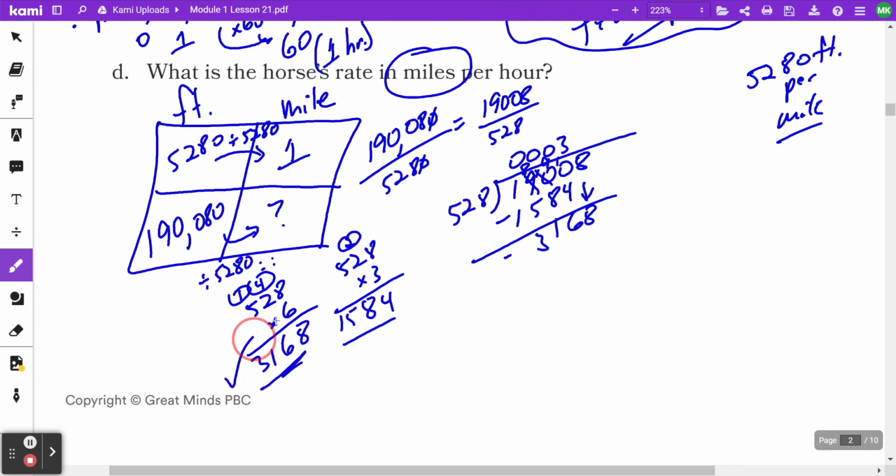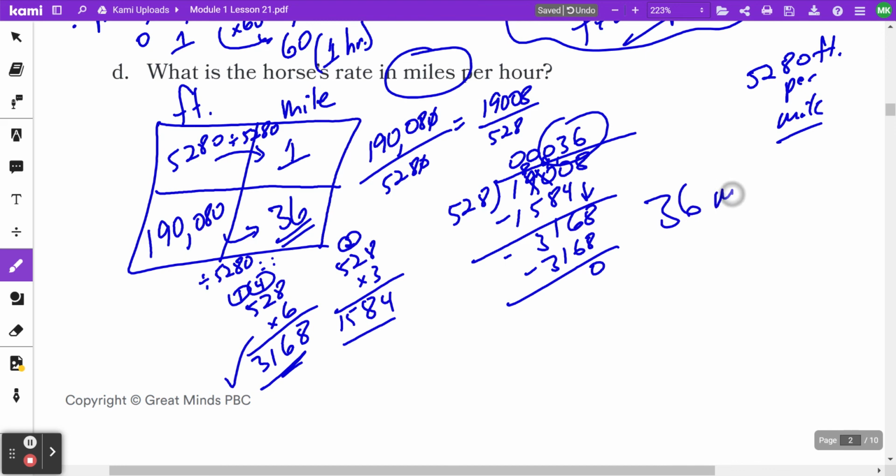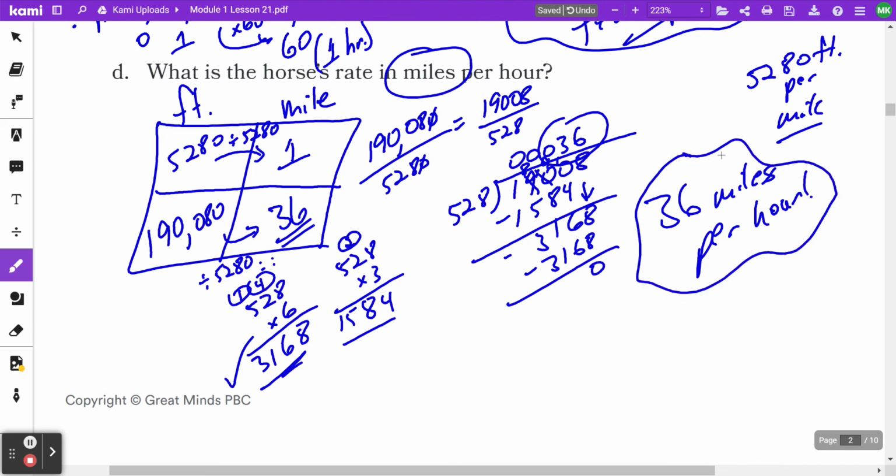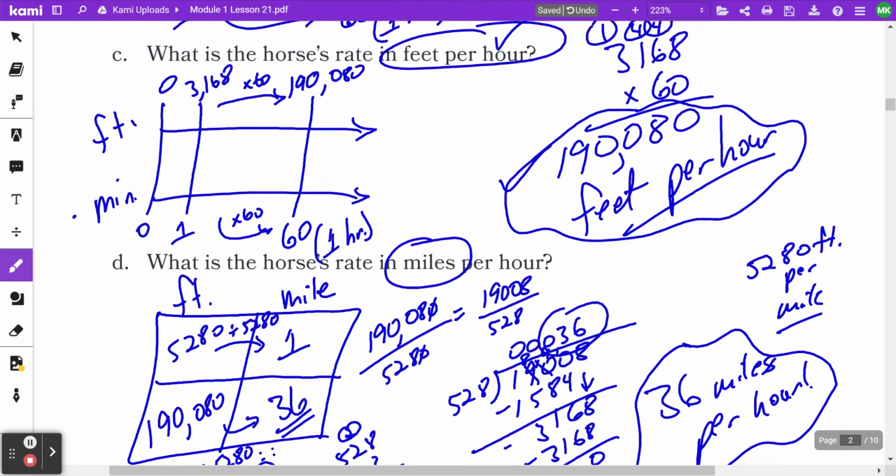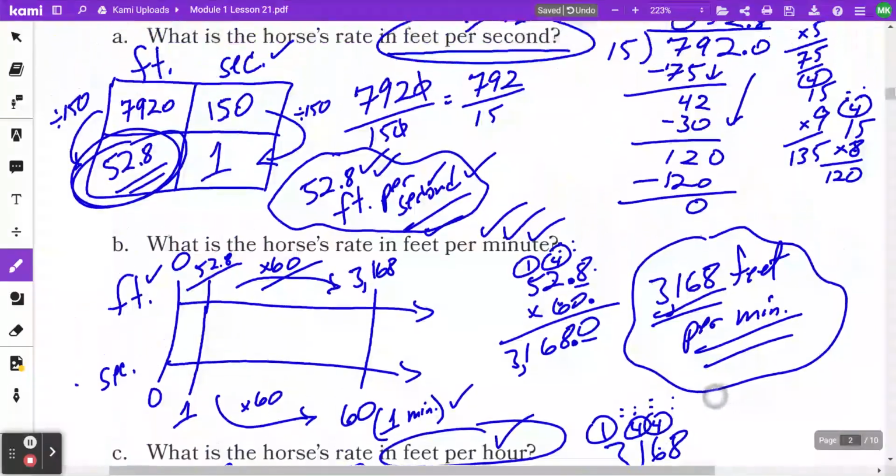That's beautiful. Look at that. 6 times 3, 1, 6, 8. Bam! 36. There's my missing number. There it is. So 36 miles per hour for that horse. Goodness gracious. Okay, so folks, lots of work.